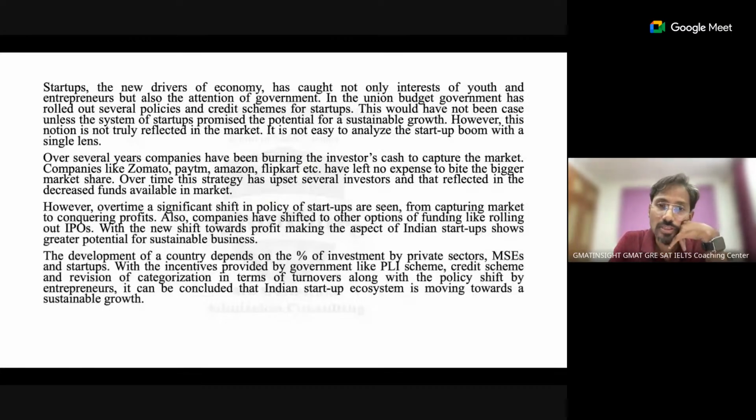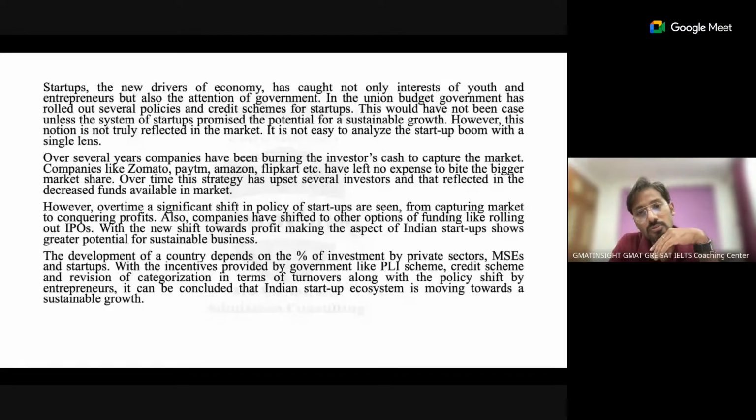Over several years, companies have been burning the investors' cash to capture the market. Companies like Zomato, Paytm, Amazon, Flipkart, etc. have left no expense unspent to bite off a bigger market share. Over time, this strategy has upset several investors, and that is reflected in the decreased funds available in the market. However, a significant shift in policy is seen, from capturing market to conquering profits. Companies have also shifted to other options of funding, like loans and IPOs. This new shift towards profit making shows greater potential for sustainable business.